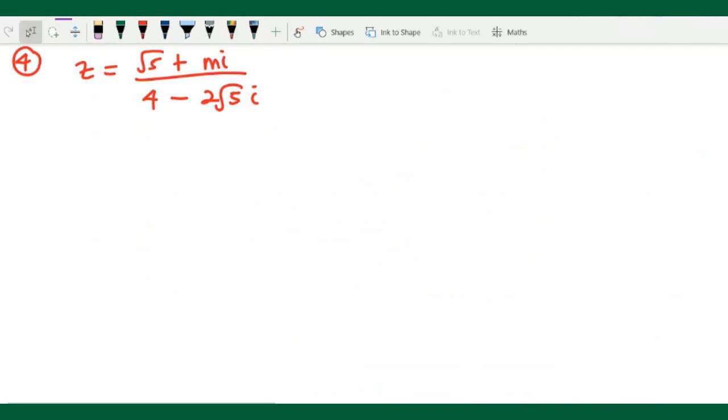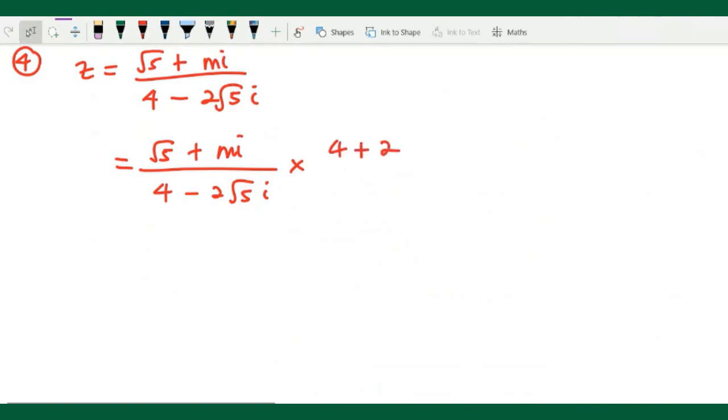Baru kita boleh separate the real part and the imaginary part and to determine. Okay, and now in order for us to write it in a form of A plus BI, what must we do? We have to multiply by its conjugate of the denominator. Okay, that will be, so I shall continue from here. Set 5 plus Mi over with 4 minus 2 set 5 times I multiplied by its conjugate of the denominator, that will be 4 plus 2 set 5i over with 4 plus 2 set 5i.